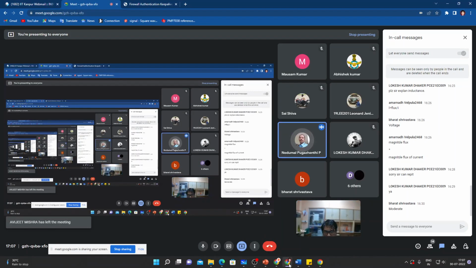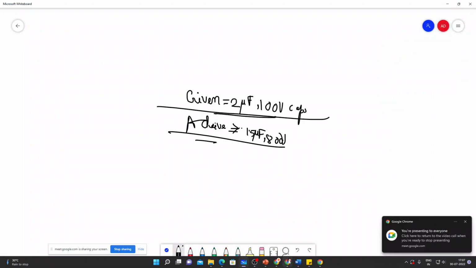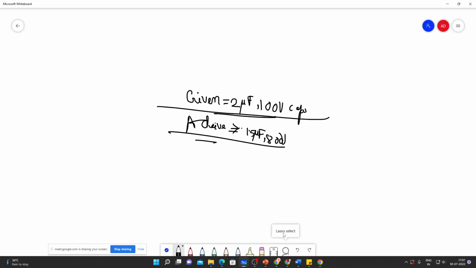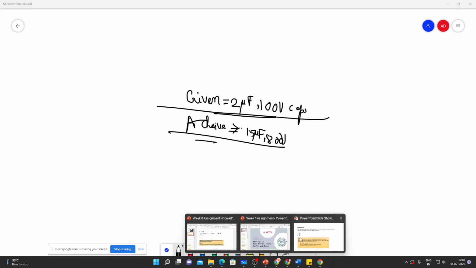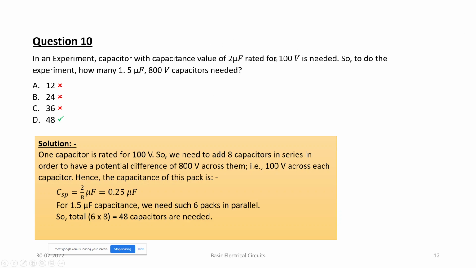Now it is clear, sir. Now it is clear. Okay. Actually, the question is wrong. I told. Okay. The question is wrong. Actually, it should be the other way around. Here it has been needed 2 microfarad 100 volt. This should come here and this should come there. So yeah, the question is wrong. Okay. So that brings us to the end of the assignment questions.